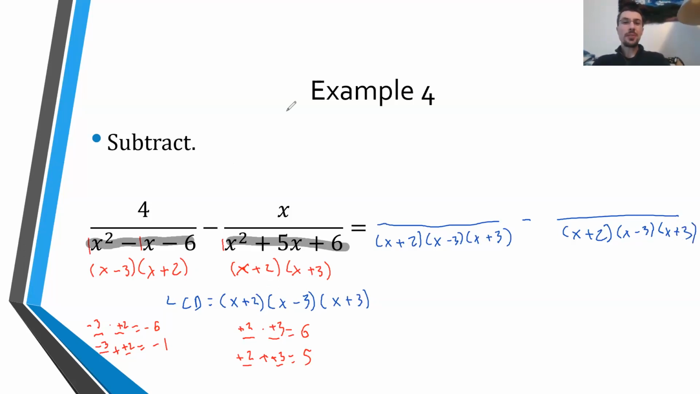And notice that the first fraction is missing an x plus 3. So multiply the top and the bottom of the first fraction by x plus 3. The second fraction has an x plus 2 and an x plus 3. It's missing the x minus 3. So multiply the top and the bottom of the second fraction by x minus 3. Then distribute your numerators.